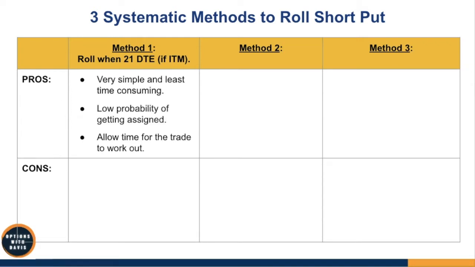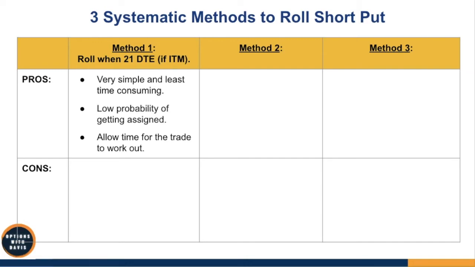The pro is that this is a very simple method of rolling and the least time consuming. If you don't have much time to stare at the screen, or you're working full time, then this is the best thing, because all you have to do is monitor when it's 21 DTE and look at your position. If it's in the money, you roll. If it's out of the money, you just leave it. That's a very simple way to manage it.